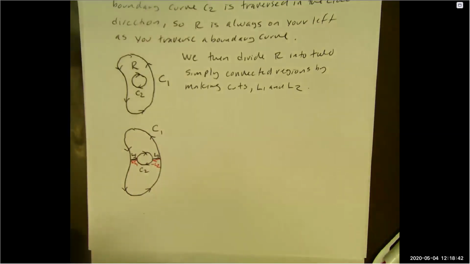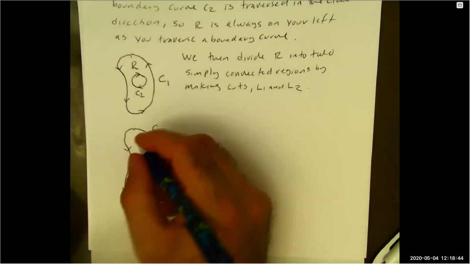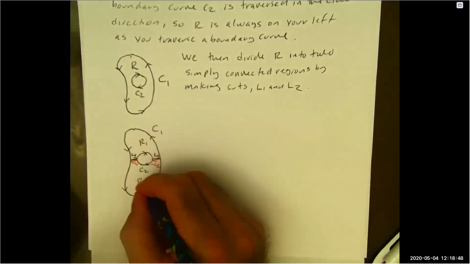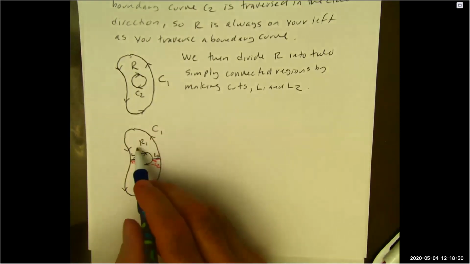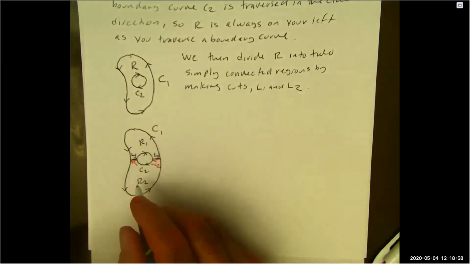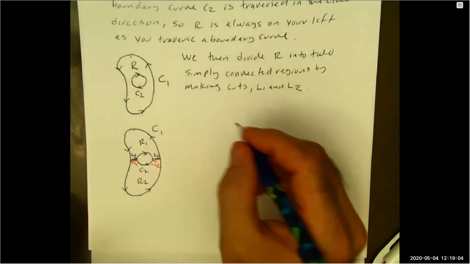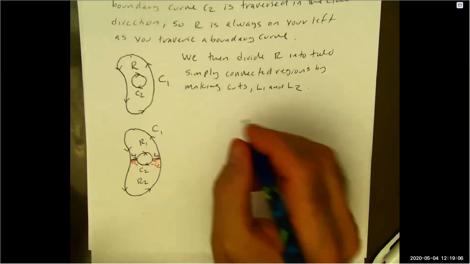All right, so then we're dividing this up. So we have R1 now, and then R2. And if you look at R1, R1 actually doesn't have a hole in it. So we don't have a hole in the boundary. So R1 and R2 are simply connected regions. And so for that reason, we can apply Green's theorem.